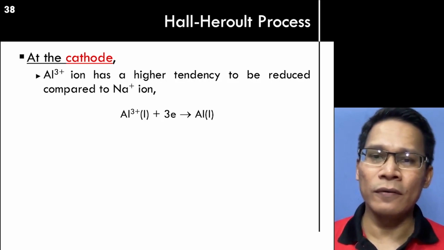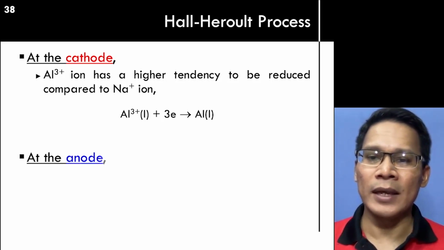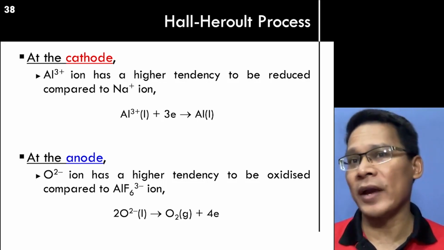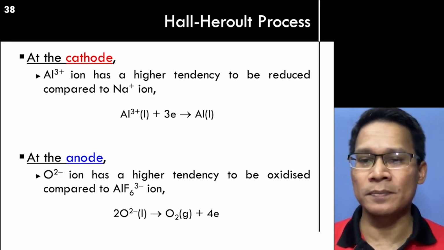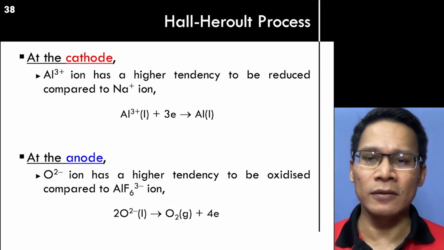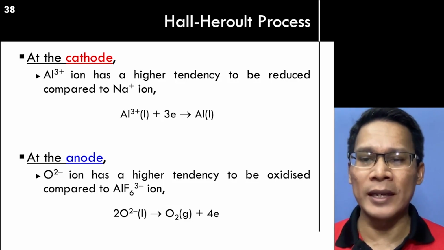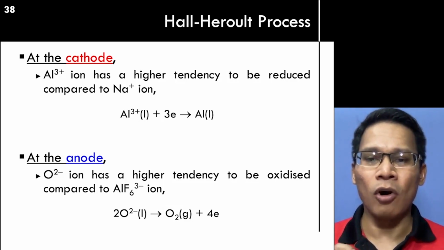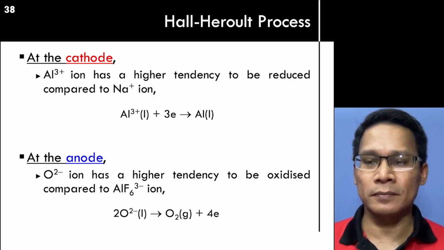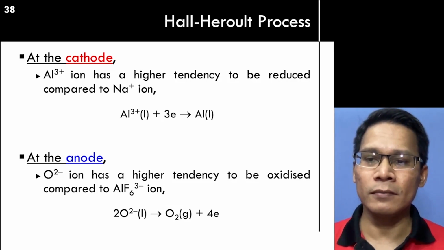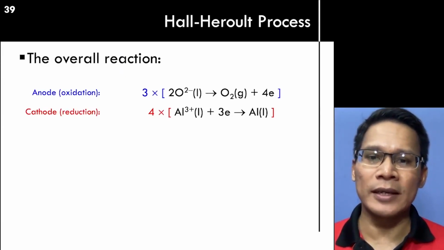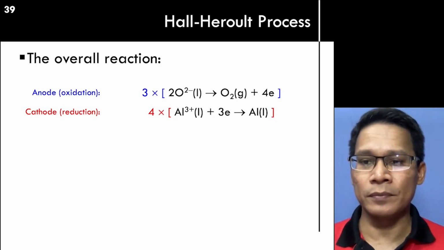The oxide ion from aluminium oxide and the hexafluoroaluminate ion from cryolite are both attracted to the carbon anodes. Due to its lower standard reduction potential compared to the hexafluoroaluminate ion, the oxide ion will be discharged to form oxygen gas. The half reactions at both the anode and cathode can be written as shown.